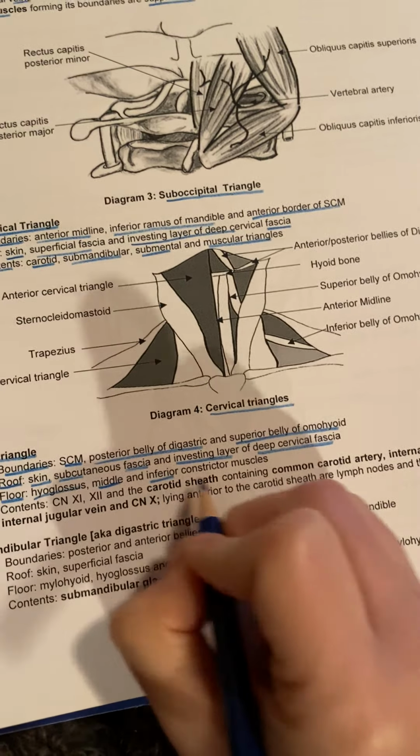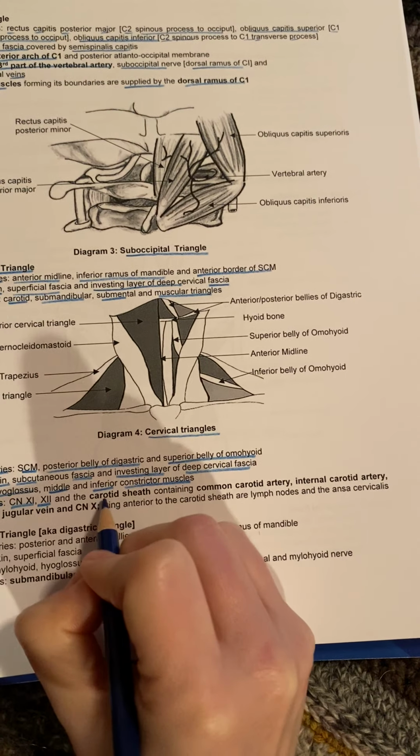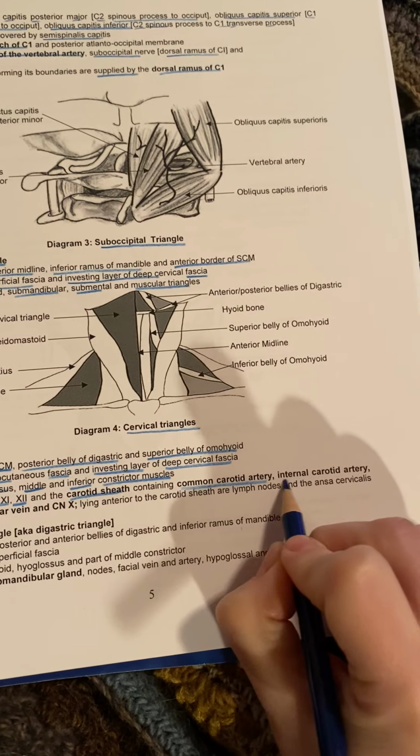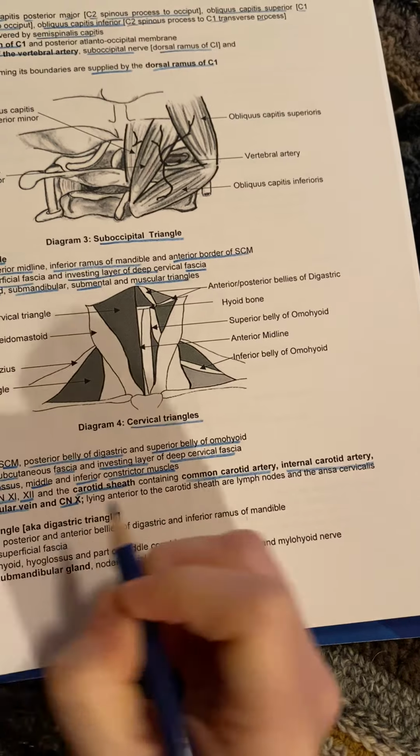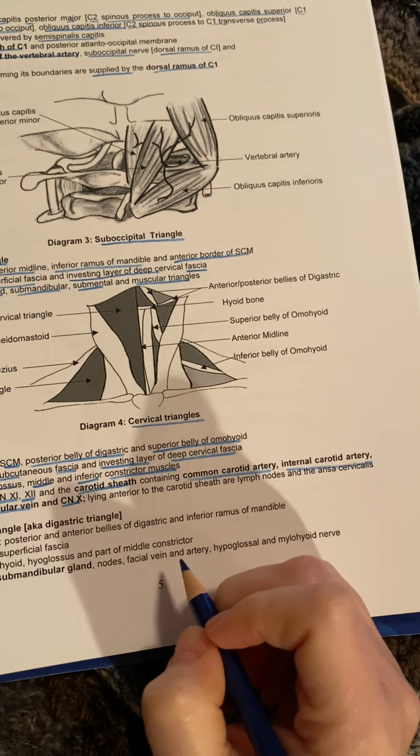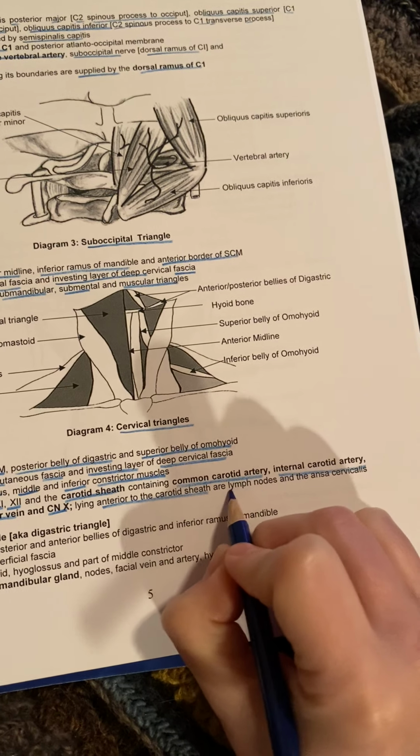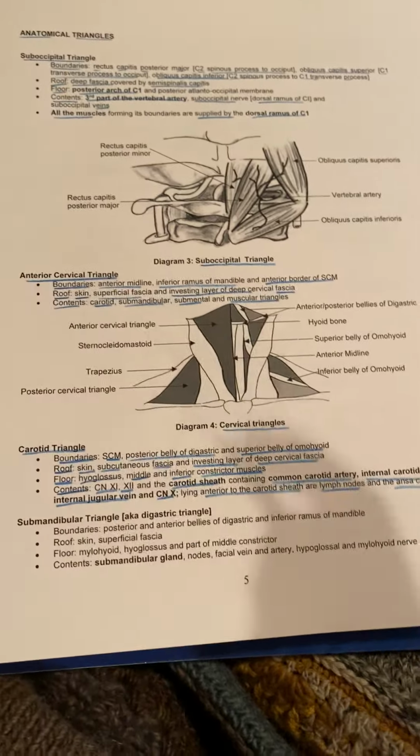The contents of the carotid triangle are essential. Let's see if we can get that whole thing in the picture. Cranial nerves 11 and 12, and the carotid sheath containing the common carotid artery, internal jugular vein, and cranial nerve 10. Lying anterior to the carotid sheath are lymph nodes and ansa cervicalis. All right, next one.